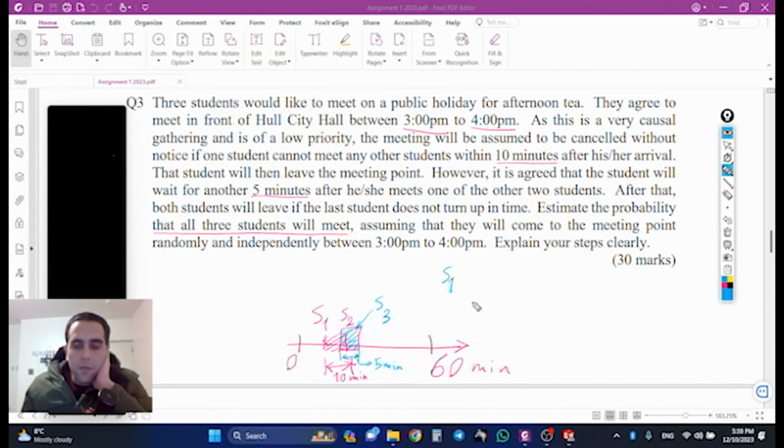Student 1 is the student who arrives first, so it doesn't matter which one of them it is. For student 1, he will wait 10 minutes out of the 60 minutes, so it's 10 over 60, which is 1/6. In these 10 minutes, student 1 should meet student 2, whose probability is also 1 to the 6th.